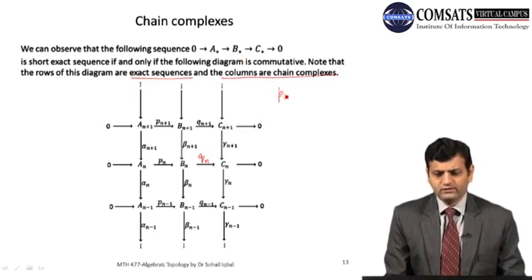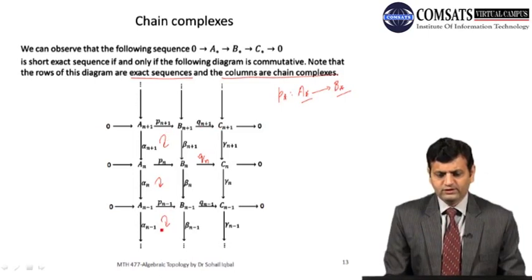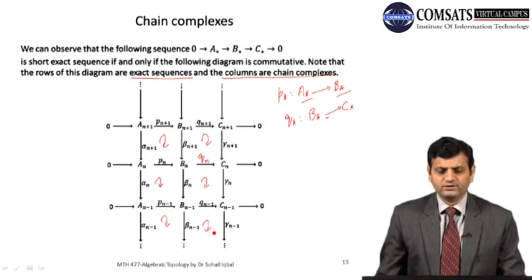Because we already imposed on chain maps the condition that this part should be commutative. So if I have a chain map P star from the chain complex A star to B star, then this part should be commutative, and similarly if I have a chain map from B star to C star, then this part should be commutative, and so this diagram is commutative.